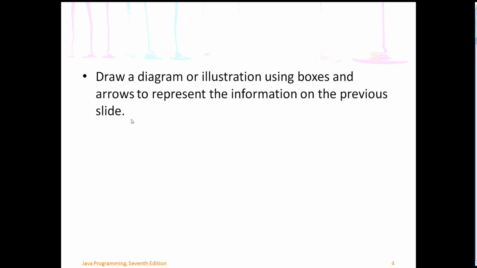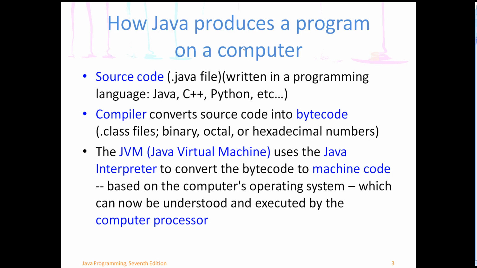Okay, so now what I need you to do is on your paper there at the bottom under number 7, I need you to draw a diagram or an illustration using boxes and arrows to represent the information on the previous slide. So we want to take all this, which is just a bunch of words, and put it into an illustration that makes it easy to look at and go, okay, I see where it goes. And so go ahead and do that, and then come back to the video.